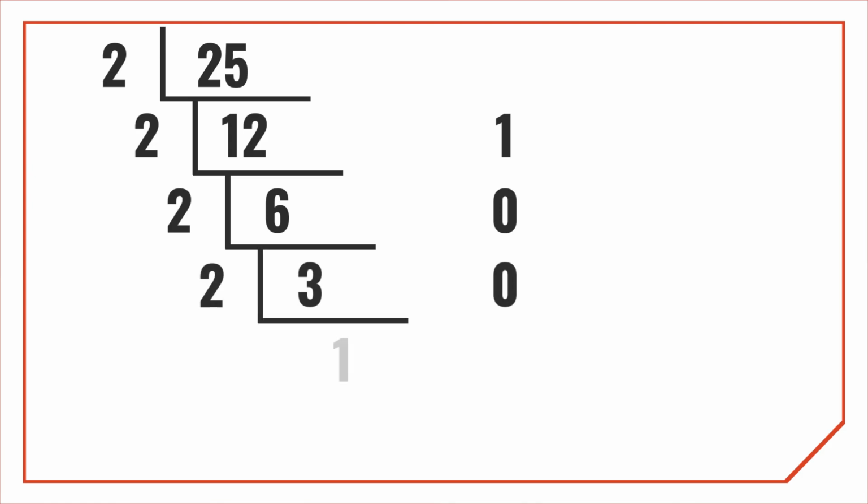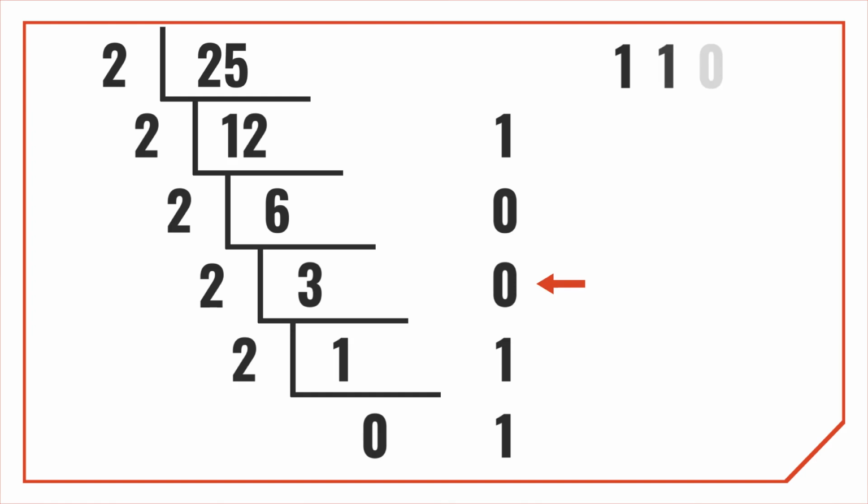3 divided by 2 is equal to 1 with a remainder of 1. Since the remainder is 1, we'll again add a 1 to the right of the problem. Now we'll set up the next problem, which is 1 divided by 2. 1 divided by 2 is equal to 0 with a remainder of 1, so we'll add a 1 to the right of the problem. Okay, we got to an answer of 0, so we can stop dividing. Now, if you read the remainders that we placed to the right of the problem from the bottom up, that's the binary number. So in this example, 25 is equal to 11001 in binary.